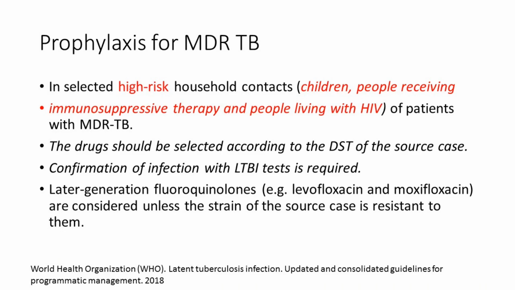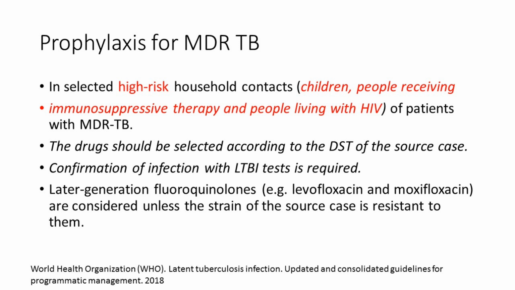What about MDR? Till now, WHO had recommended that patients who are in contact with MDR TB, you keep a close watch but don't start them on prophylaxis. Now they say that in selected high-risk household contacts, who are these high-risk? Children, people receiving immunosuppressive therapy, or those who are HIV positive. These patients, if they come in contact with an MDR TB patient, somebody in the house, then that household contact should receive prophylaxis based on the DST of the index case.